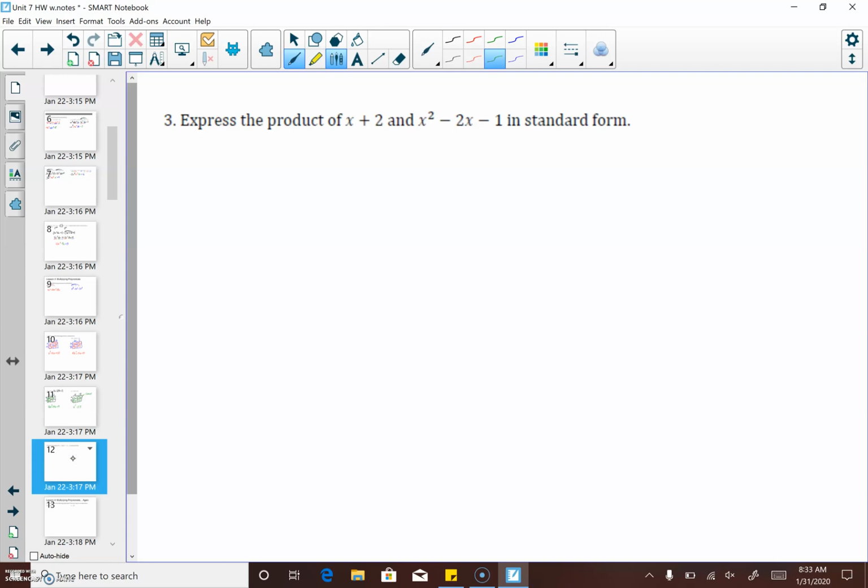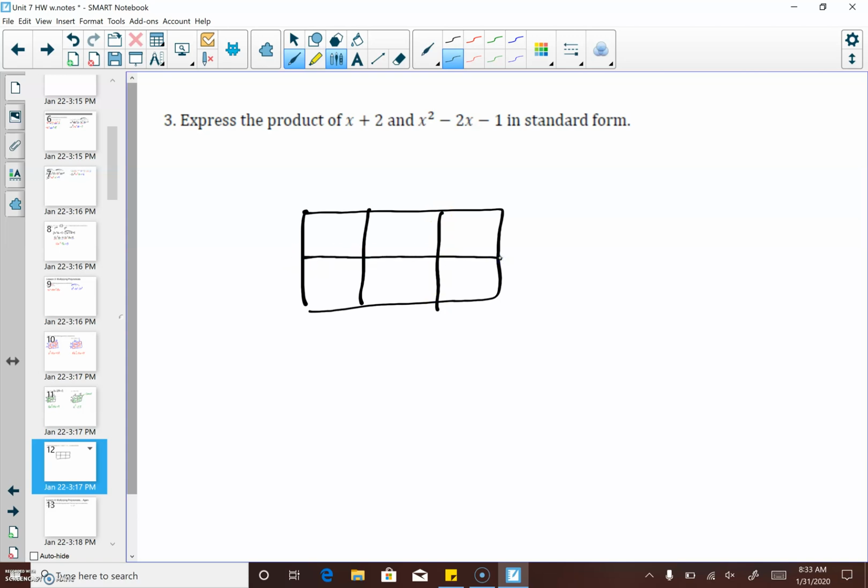Express the product of x plus 2 and x squared minus 2x minus 1 in standard form. So now, in all our other ones, we were 2 terms times 2 terms, binomial times a binomial. Since now we are a binomial and a trinomial, we're going to use a rectangle, 2 by 3. So obviously the binomial goes on the left, x plus 2, and then x squared minus 2x minus 1 goes along the top. So as we multiply out, x times x squared is x cubed, x times negative 2x is negative 2x squared, and x times negative 1 is negative 1x, or just negative x.